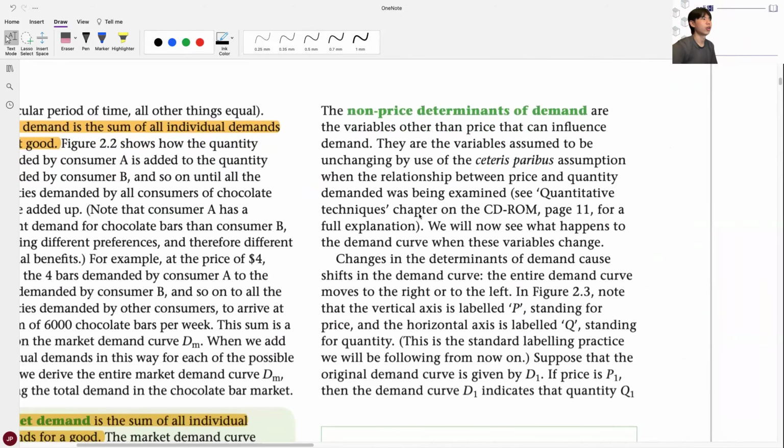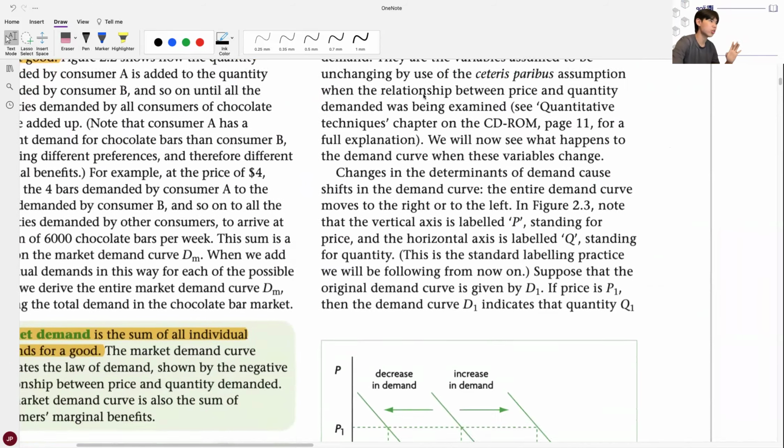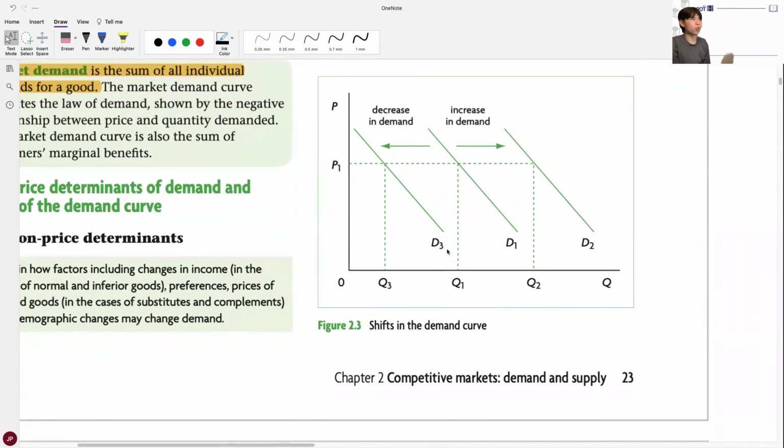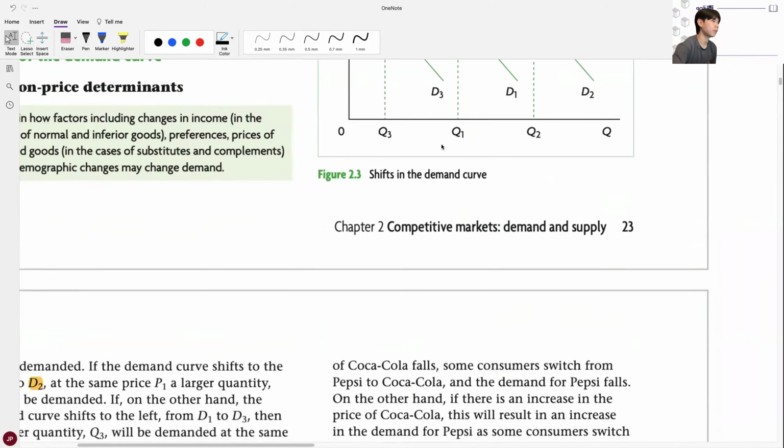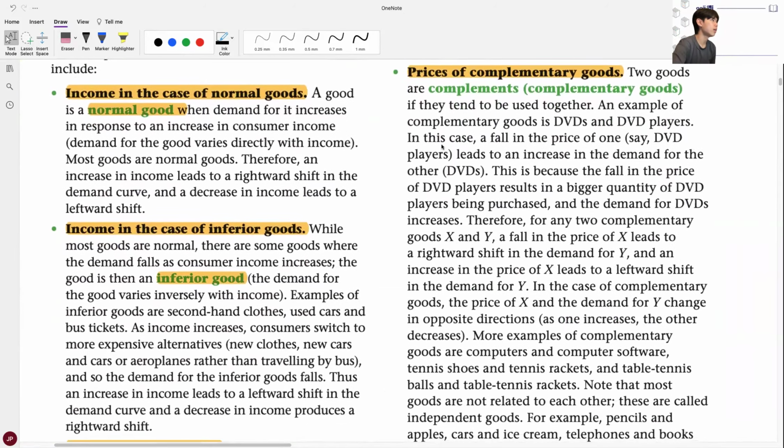So as I told you here, non-price determinants are factors other than price that influence the demand. The definition is here. Please keep that in mind. And as I told you, an increase in demand: do you see how the textbook also draws a horizontal arrow? That's how it should be. So an increase in demand is a shift to the right. A decrease in demand is a shift to the left. So that's what it is.